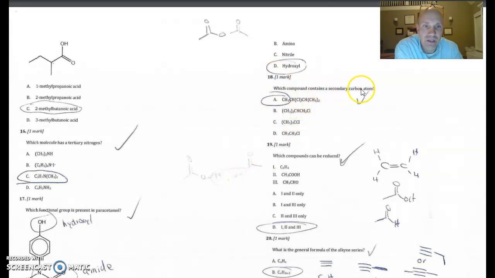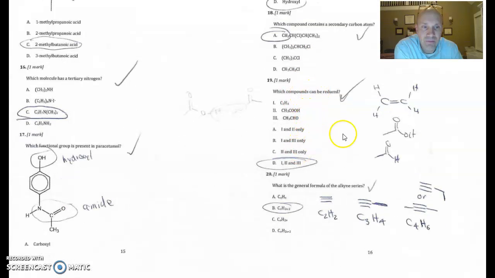All right. Which one contains a secondary carbon? That means that the carbon would have 2 other attached carbons. So this guy right here would satisfy that. It's got this one right here, but it's also attached to this other carbon right here.